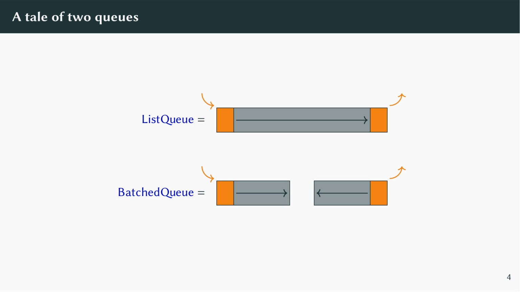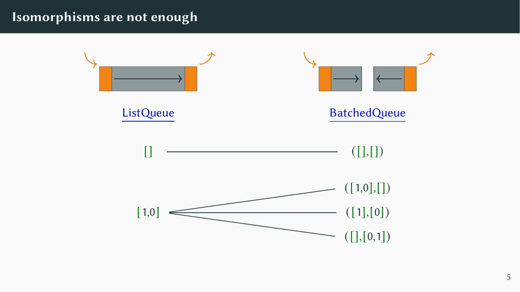We can see this already in the case of queues, which can be represented as a single list where you enqueue on the front and dequeue off the back, or as a batched queue, a pair of lists where you enqueue on the front of the first list and you dequeue off the front of the second list. And if the second list is empty, then you reverse the first list and use it as the second. Every queue has a unique representation as a list queue, but many possible representations as a batched queue depending on where the queue is divided.